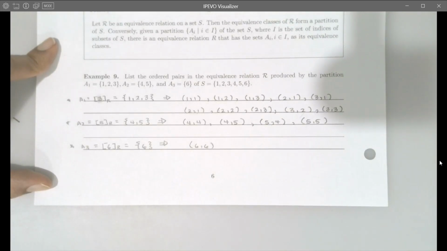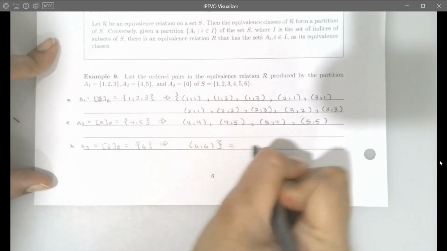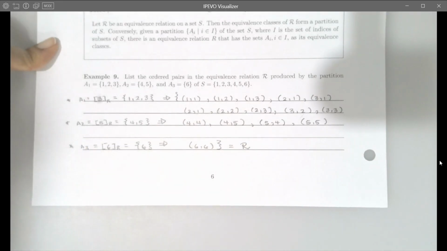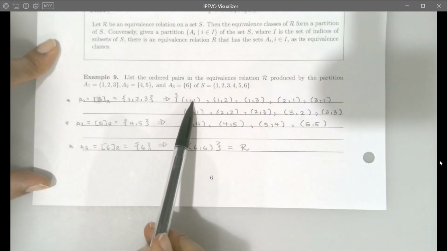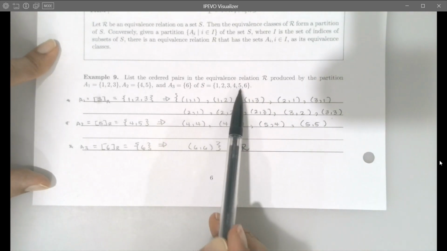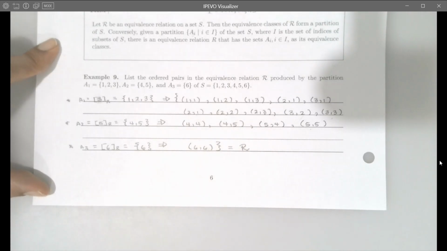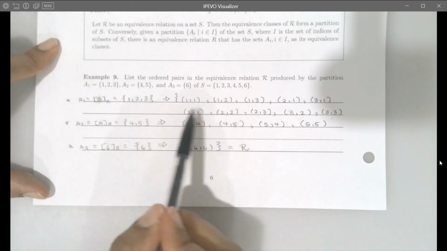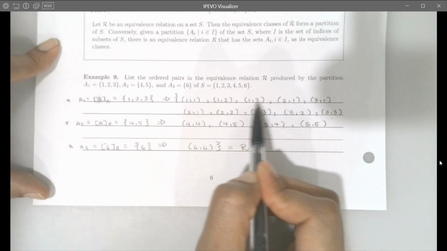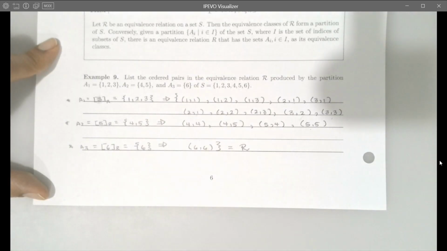So what that means is then that the relation is going to consist of all of these pairs. Because we need to make sure that it's reflexive, so it should have 1, 1, 2, 2, 3, 3, 4, 4, 5, 5, and 6, 6, which it does. The next thing is that for every ordered pair, it needs to have the symmetric pair. So if I have 1, 2, I should have a 2, 1. If I have a 1, 3, we should have a 3, 1, and so on and so forth. And then it should also be transitive.